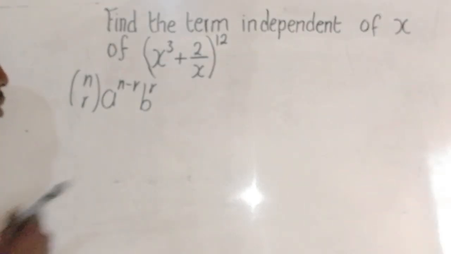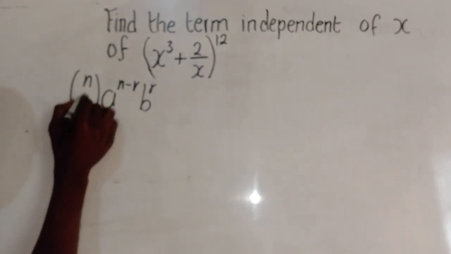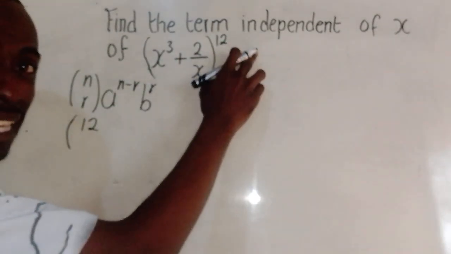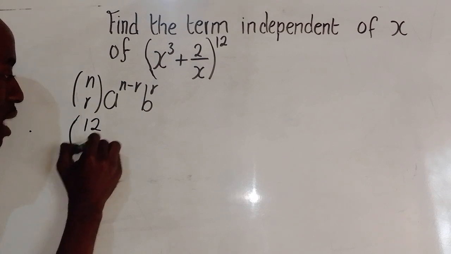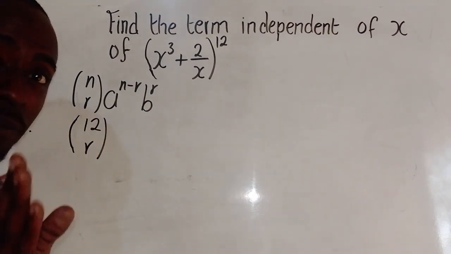So what we do now, we do this. So we say open. n is for 12, so you put 12. Now are we given the number here? No. So you just maintain r like this. Don't put over. No, this one has its own meaning.